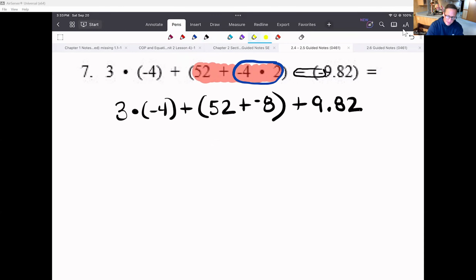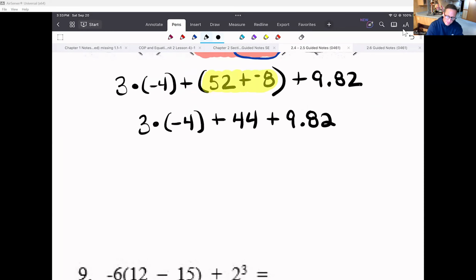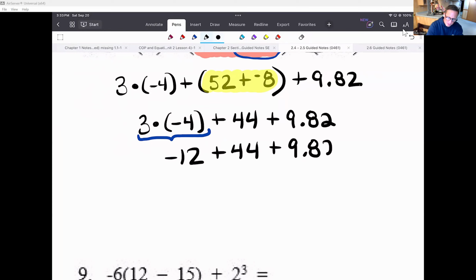Okay, so now we've got to take care, let's work this out. 52 plus -8, that's what, 44, right? Rewrite everything. 3 times -4 plus 44 plus 9 and 82 hundredths, 9.82. All right, so now we got multiplication. Let's do that. 3 times -4, that's -12. So we got -12 plus 44 plus 9 and 82 hundredths.